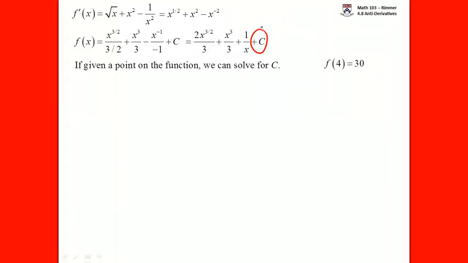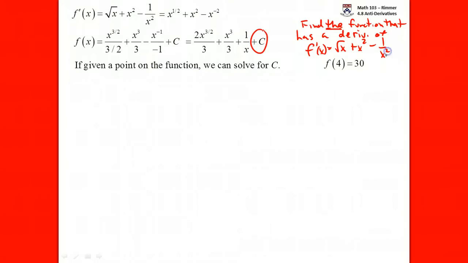So, what we're doing is we're pairing it up. I say, I want the function. Basically, the question is this. Find the function. There's only one, so we can say the function that has a derivative of, let's go with the same problem, f prime of x is root x plus x squared minus 1 over x squared, and basically goes through the point (4, 30). Right? This statement here, this symbol, can be written as a point.